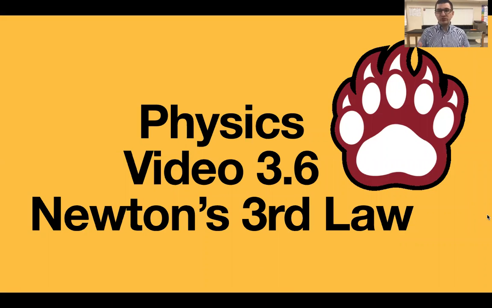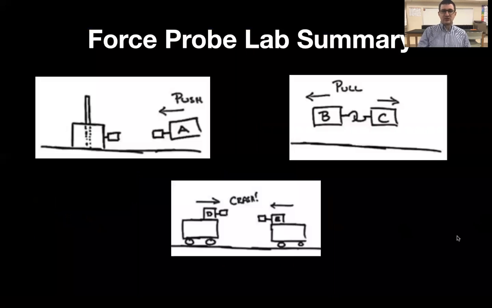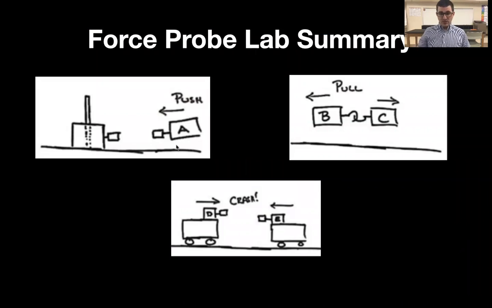We're going to talk about Newton's third law. So first, let's do a summary of the force probe lab that we ran in class. We had three different stations, and in each station we had two force probes, and then we pushed or pulled the two force probes into each other. We pushed the force probe into the stationary force probe, we pulled two force probes against each other, and then we had two cars, and we crashed them into each other.